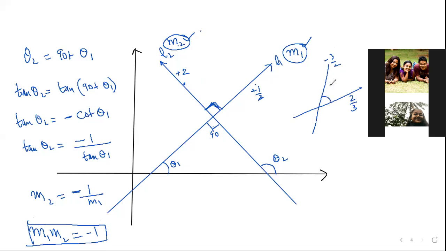What will be this angle? 90 degrees, because the product of the slopes is minus 1. One is the reciprocal of the other and of opposite sign. Understood?